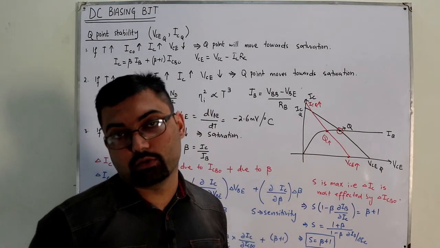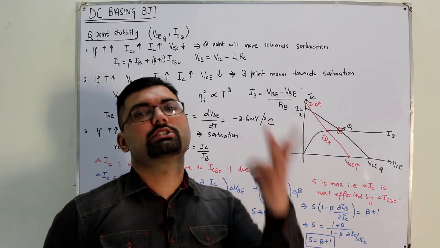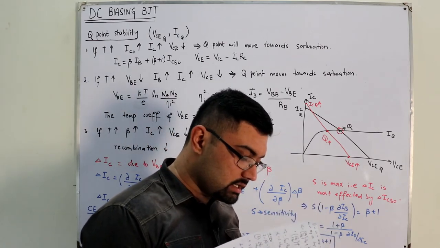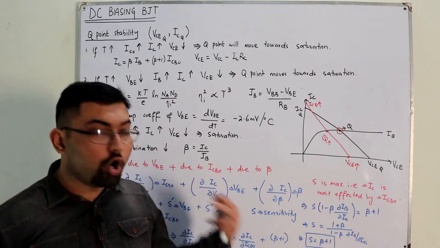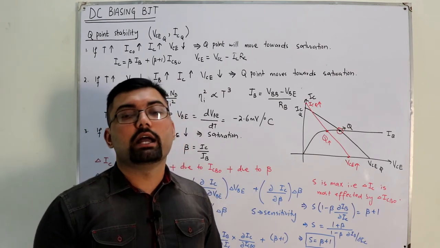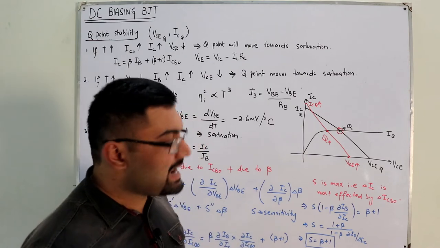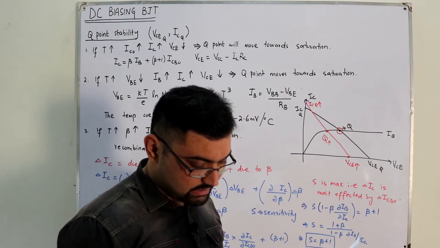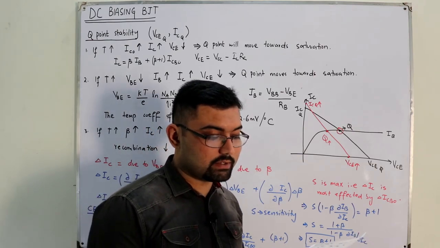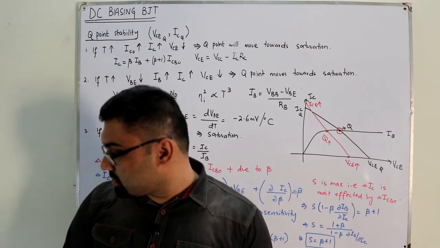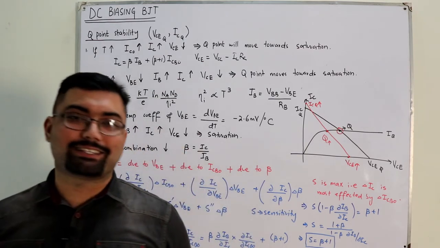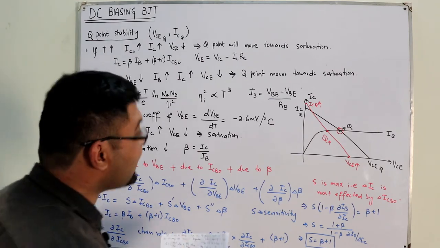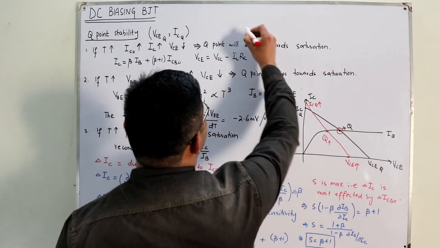And this is a very high value, which means that this is the most unstable configuration. I told you, the higher this stability factor, the more it is affected by the external conditions. So this is an unstable configuration, right? So what do we have? We have stabilization techniques. If this is unstable, we can make it stable.